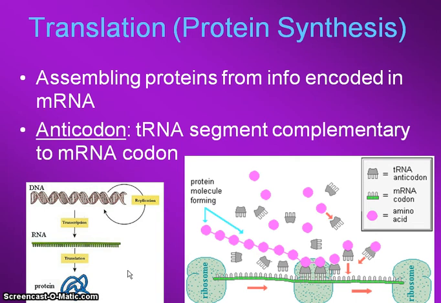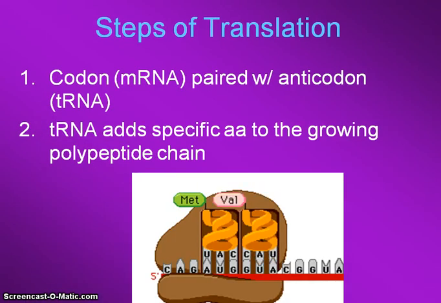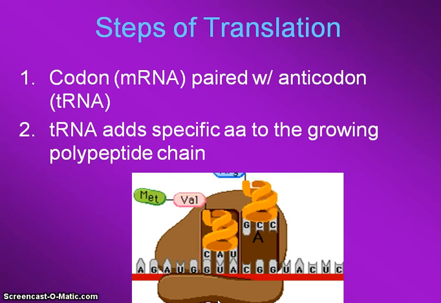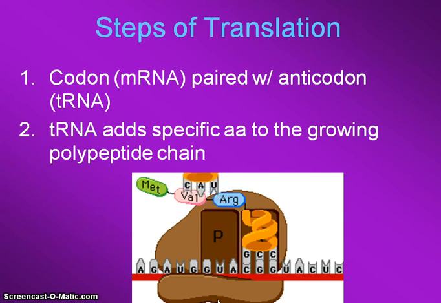So translation, which is also referred to as protein synthesis, is where we assemble the proteins from the encoded information in the mRNA. So the anticodon is located on the tRNA, and the mRNA has the codon. So they will be complements to one another. So here are the steps of translation. Our codon, which remember is our mRNA, is paired with our anticodon, which is on the tRNA, and the tRNA will then add the particular amino acid that we're coding for to the polypeptide chain or the protein.